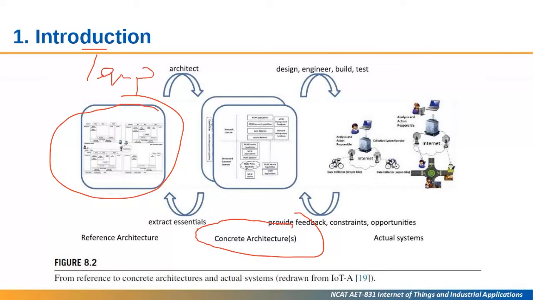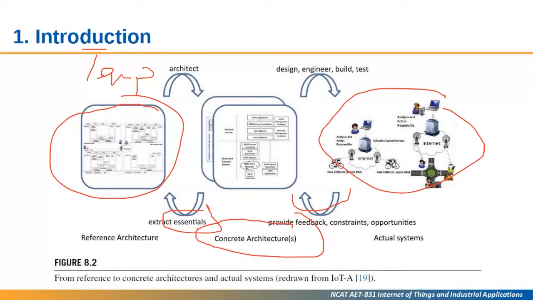Specific means that we may remove some of the components in the reference architecture. We may also modify some layout. We will also add some specific elements to reflect the real-life requirements. And based on the concrete architecture, we will design, engineer, build, and test the actual systems. And the actual systems will provide feedback to the concrete architecture. And if many feedbacks are indicating the same issue, then the essentials will be extracted and put back into the reference architecture, so that when we move into another solution, the updates will be reflected already in the reference architecture.